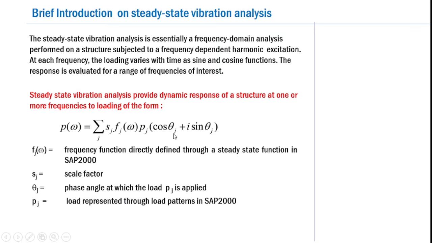So let me provide you a brief description of the various parameters here. Fj(ω) is a frequency function directly defined through a steady-state function in SAP2000. Sj is a scale factor, θj is the phase angle at which the load Pj is applied, and Pj is the load represented through load patterns in SAP2000.